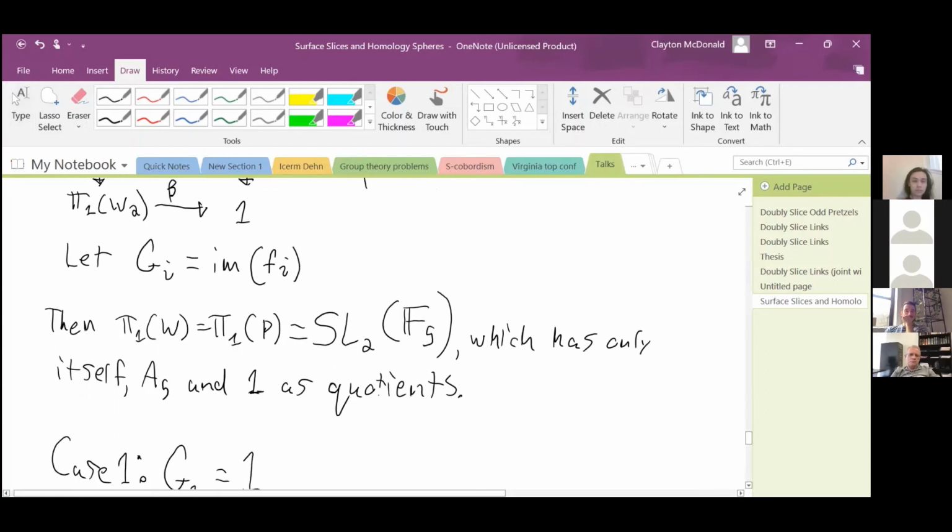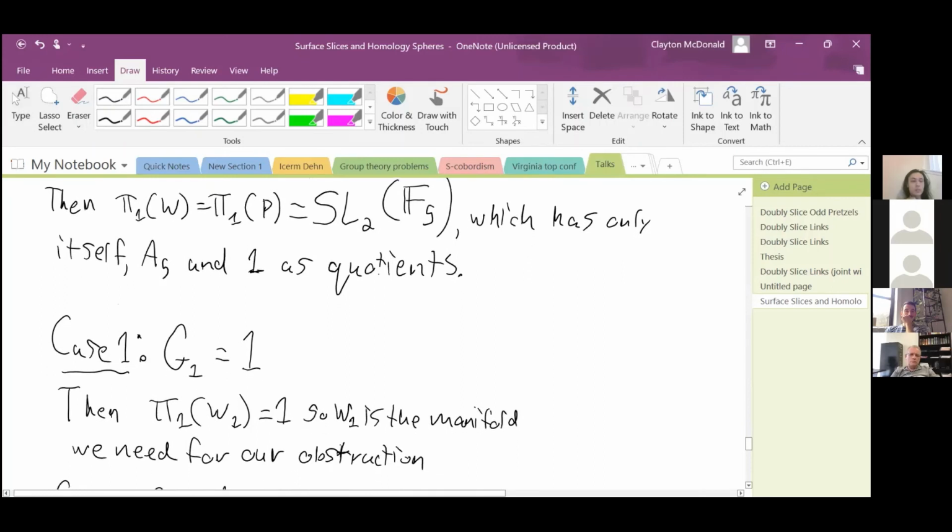Okay. So the first case is that G1 is 1, which is the easy case. Then we know that pi1 of W1 is 1, which means that W1 is the manifold we need for our obstruction, because it doesn't admit an SU(2) representation. Okay, we're good.